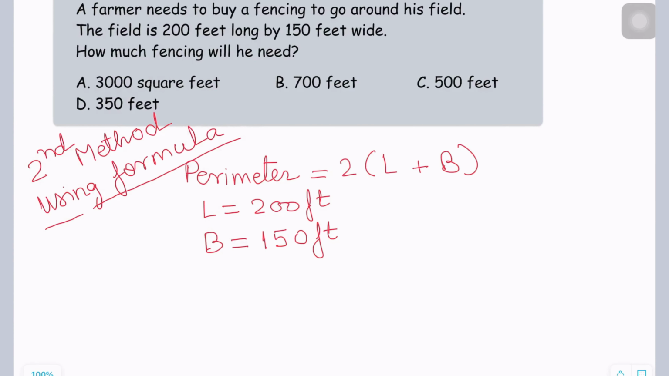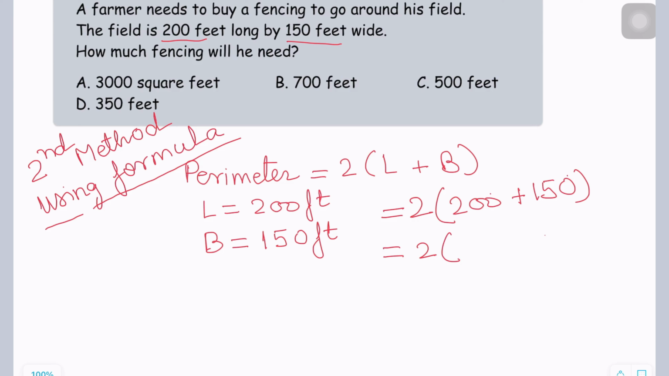Okay, so this is the second method, and in this method we will use the formula to find the perimeter of a rectangle. The formula is twice length plus breadth. We know that length is 200 feet here and breadth is 150, so we will just put these numbers in the formula: twice 200 plus 150. This method will involve multiplication and addition both. So we will first add these two numbers.